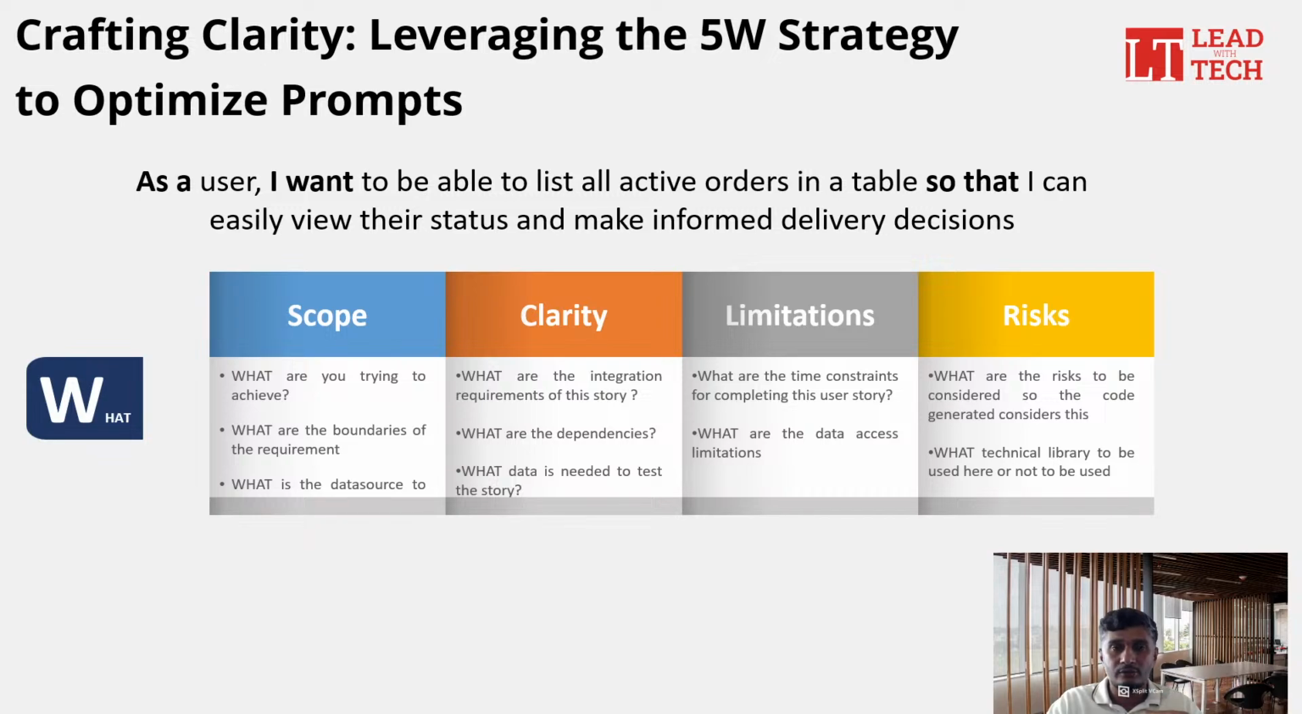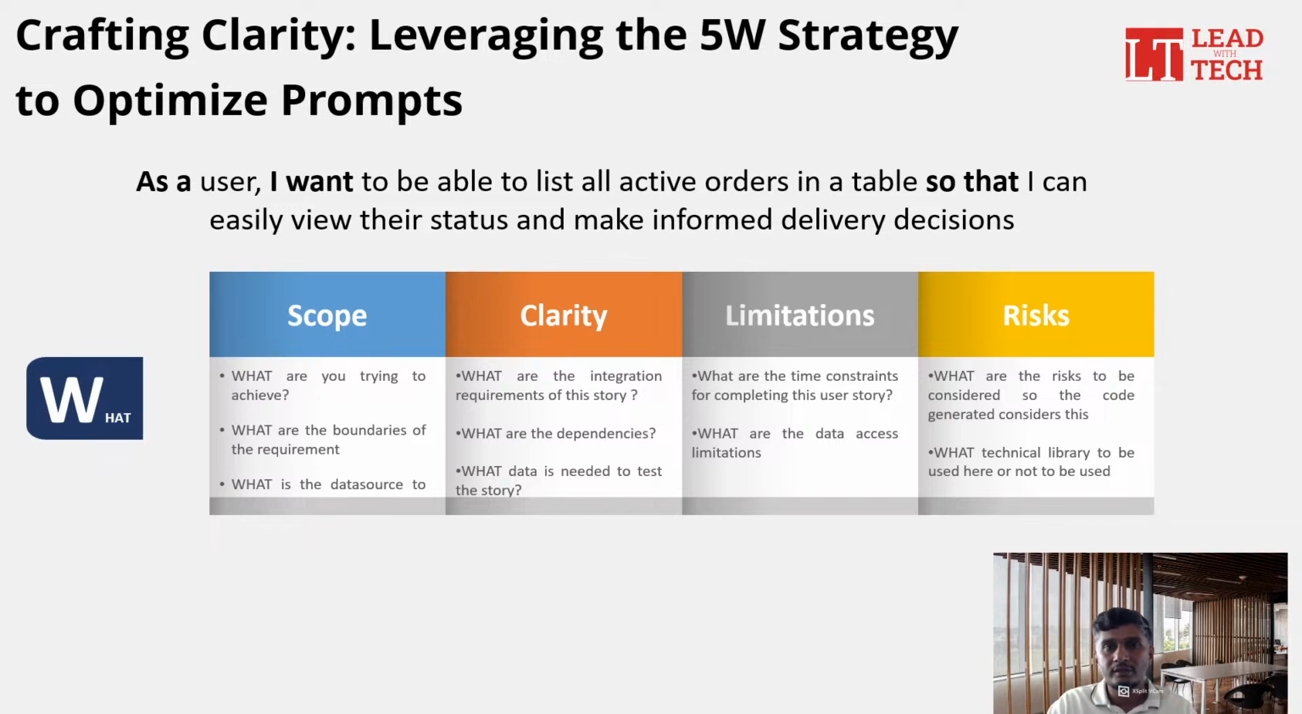So now let's apply this and use it for optimizing our story, our prompt, right? As a user, I want to be able to list down all the active orders. We saw this at the beginning. So the what question, as I said, focuses on the scope of the requirement, the clarity that you're looking for, the limitations that you want to apply, and the risk that it brings in, right? Any questions around the scope, clarity, limitations, risk will help you to optimize or define your context for this particular story.